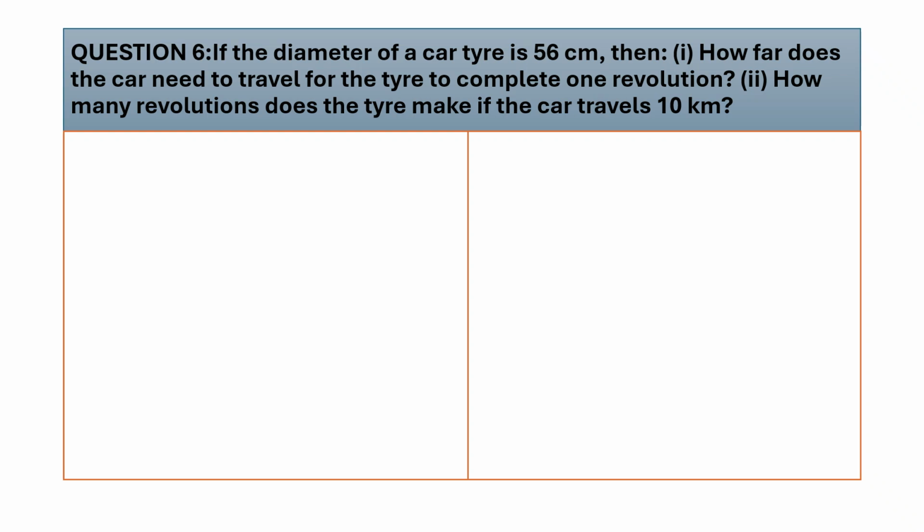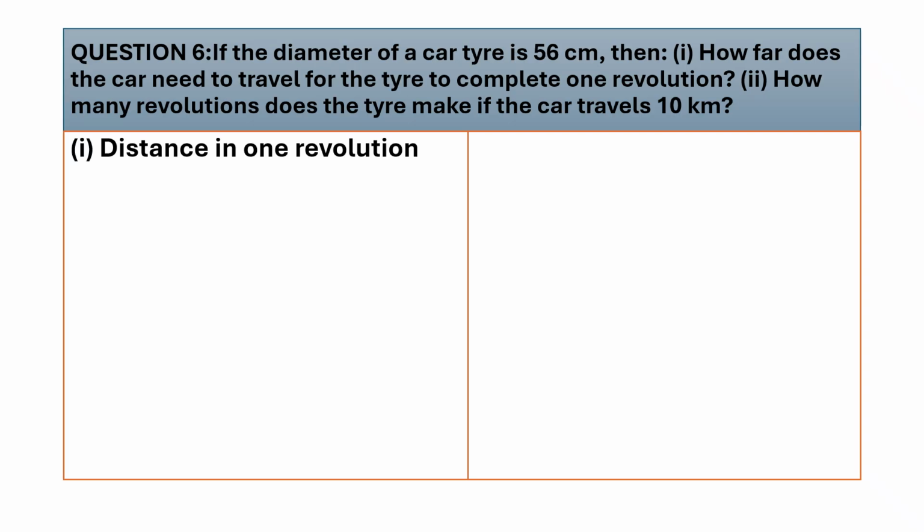You can even pause the video, try to solve it, draw the figures, and I'm sure it will make sense to you. Question number 6: if the diameter of a car tire is 56 centimeter, then how far does the car need to travel for the tire to complete one revolution? Part number 2: how many revolutions does the tire make if the car travels 18 kilometer?